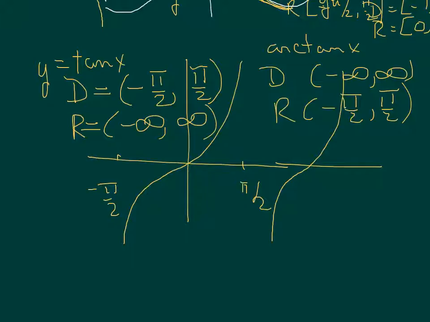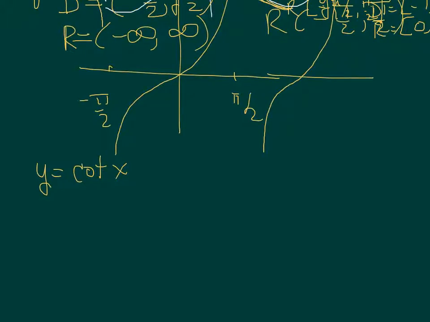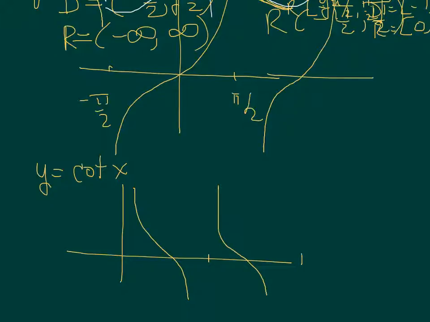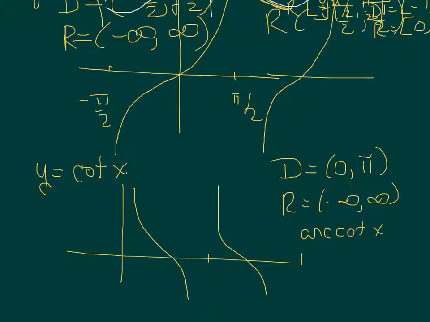And then cotangent. We didn't talk about the cotangent last year, but let's see if we can figure out what a restriction would be on the cotangent. Cotangent looks like this. So what kind of restriction would we need to make on our domain? 0 to pi. And the range? Negative infinity to positive infinity. So for the arc cotangent, those just switch places.